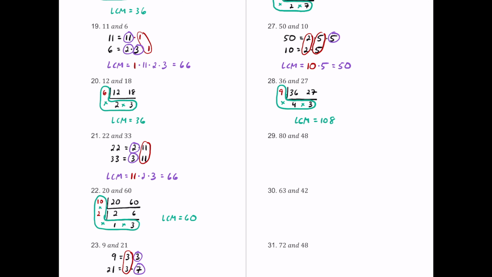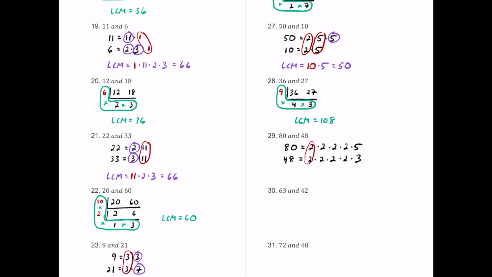All right. For 29, let's use prime factorizations. So I'm going to try to break this 80 up. I believe it's 2 times 2 times 2 times 2 times 5. And for 48, I believe that's 2 times 2 times 2 times 2 times 3. What do they have in common?